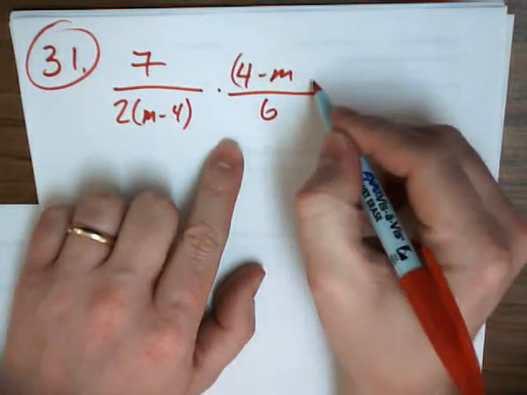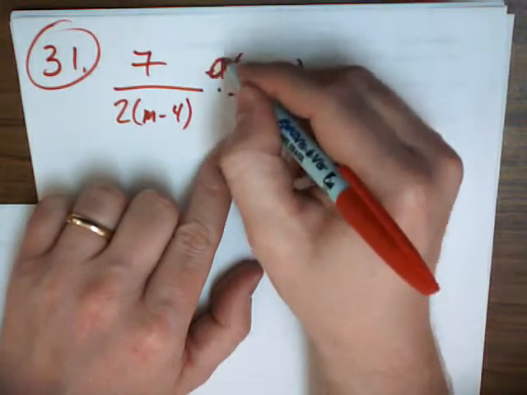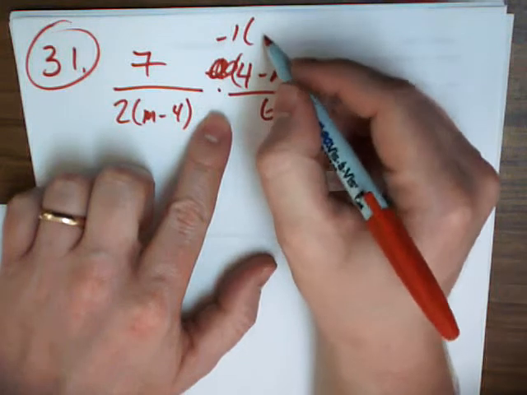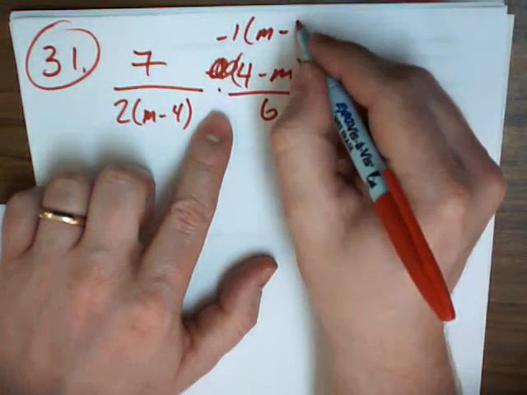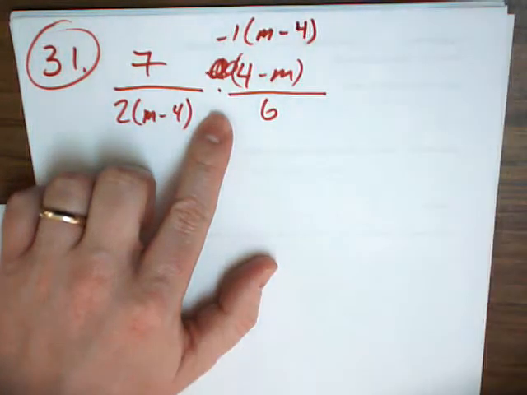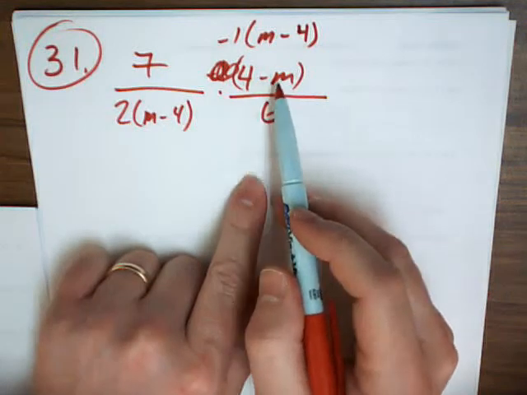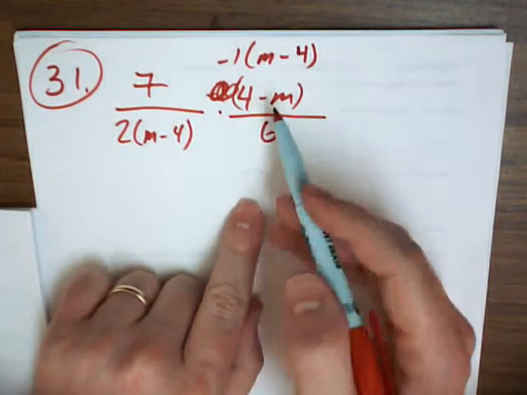So what you do is you factor out a negative 1. I'm going to factor out a negative 1, which makes the m value positive. It makes the 4 negative. So the trick is I can rewrite these things. I can switch signs if I distribute a negative 1. Does that make sense?